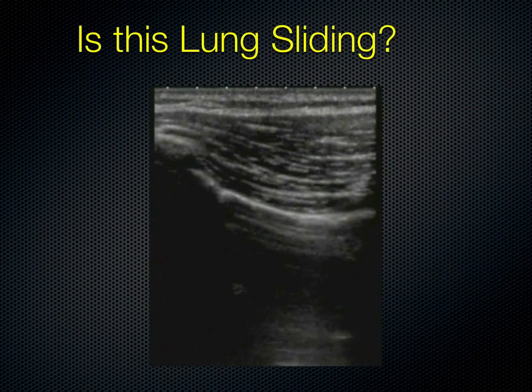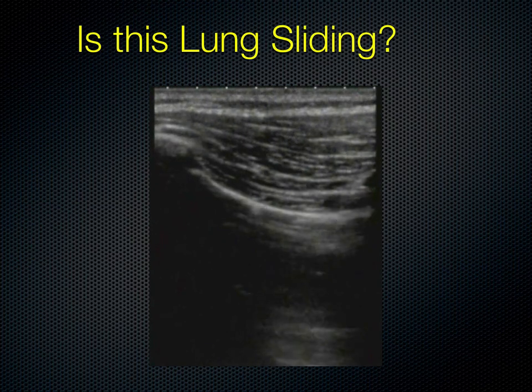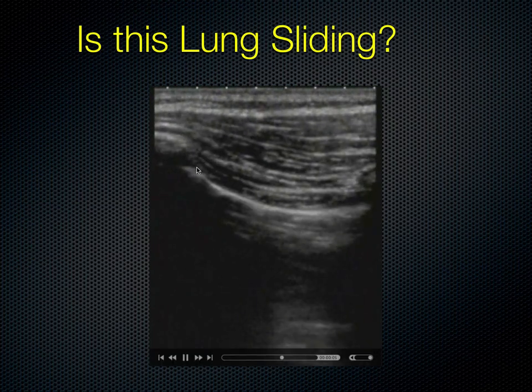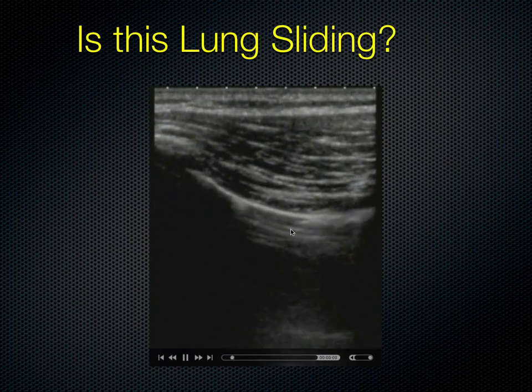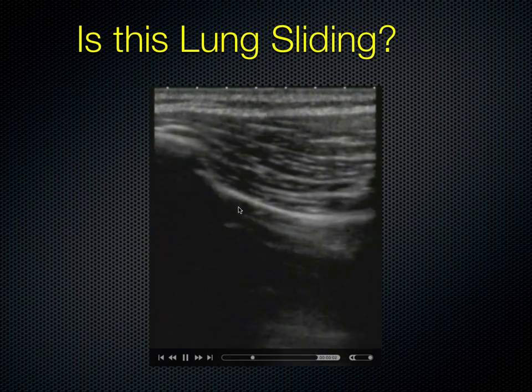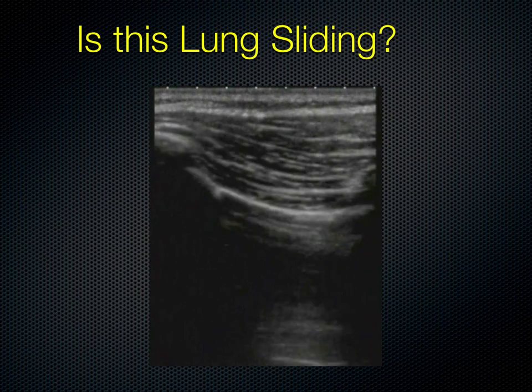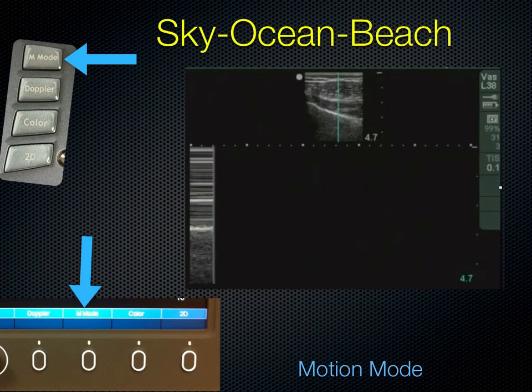So is this lung sliding? Here you have muscle, rib, rib, pleural line. Do you see this shimmering, ants marching along? And you can see these minor perpendicular projections or minor B lines.